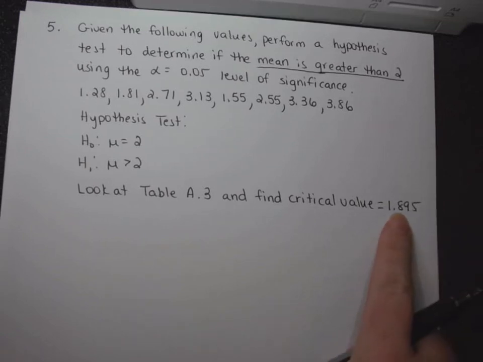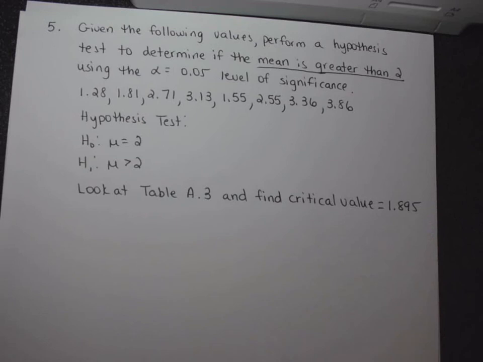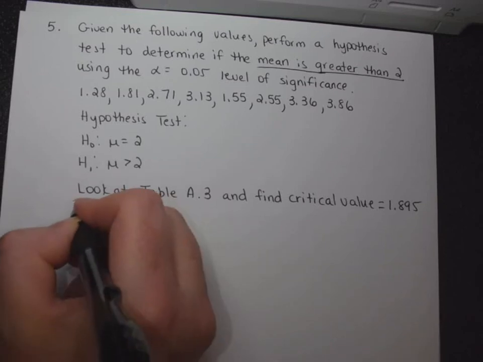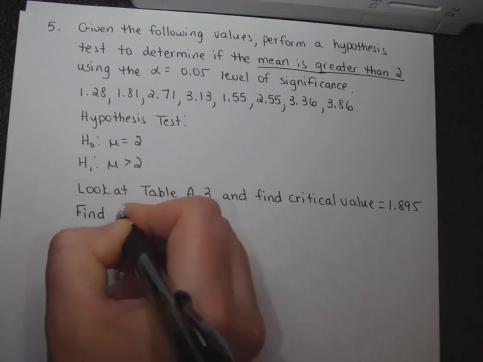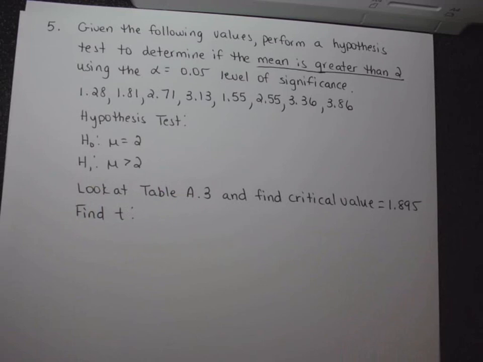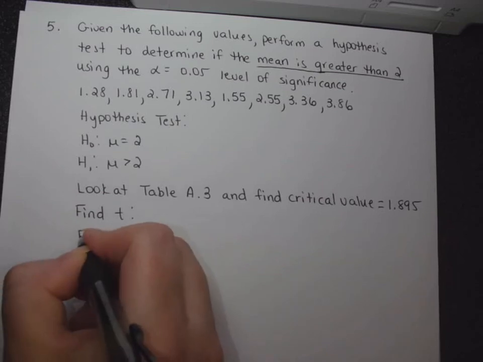So anything outside of this will be, quote, unexpected. Or you could do the P range thing, but I think this is just as good. All right, so now we need to find T. The problem is that we don't have enough information to find T. We don't have the mean. We don't have the S. So we're going to have to find those first.